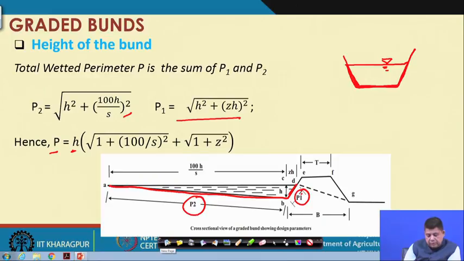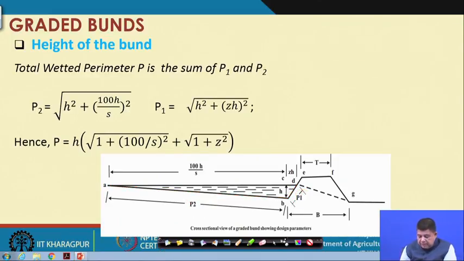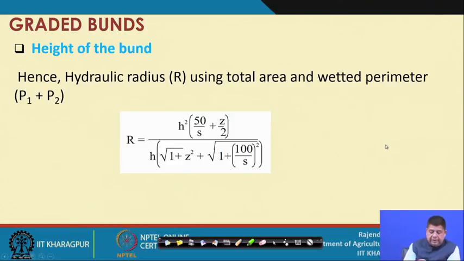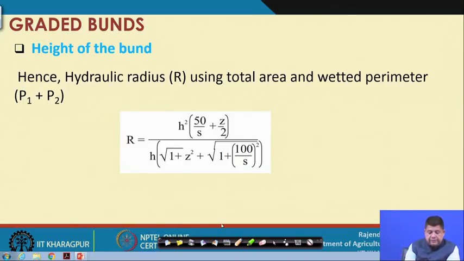Now we know the area, and we know the weighted perimeter, so we can calculate the hydraulic radius. The hydraulic radius is r equals a by p, so r equals a by the weighted perimeter. A we have calculated, and weighted perimeter we have calculated. That is how we get the value of r in terms of z, h and s basically.